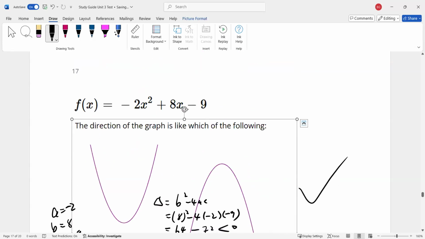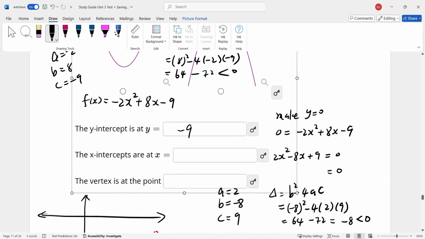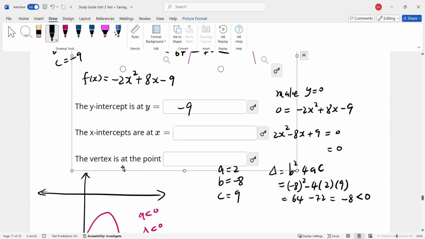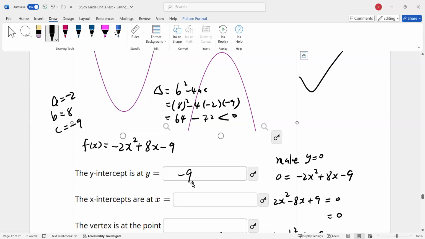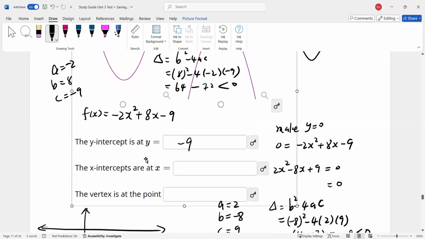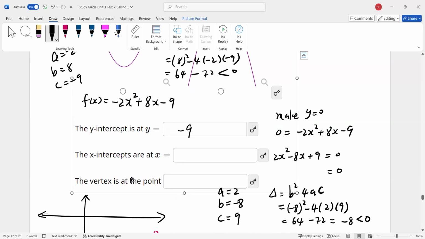I believe the question will tell you how to write it. It will tell you if it doesn't have x-intercepts, then you choose whatever. And what about the vertex? Again, for the vertex, you can do completing the square, or you can use the formula that I gave you earlier.